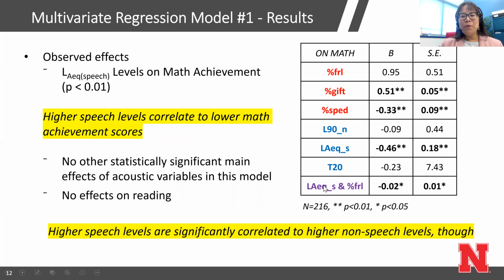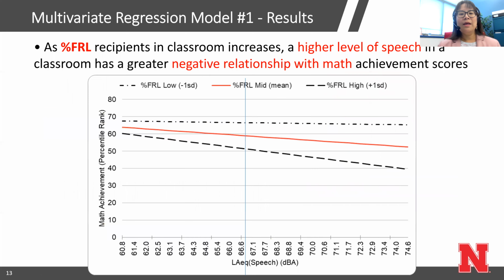On the next screen, I want to show a little bit more about this interesting interaction where the effect of that speech level in the classroom interacted with the degree to which there were percent free and reduced lunch students. So I'll read the statement first, that what we found is as percent free and reduced lunch recipients in a classroom increases, we found a higher level of speech has a greater negative relationship with math achievement. So this red line is a median. You have speech level on the x-axis and percentile rank on the math achievement scores on the y-axis.